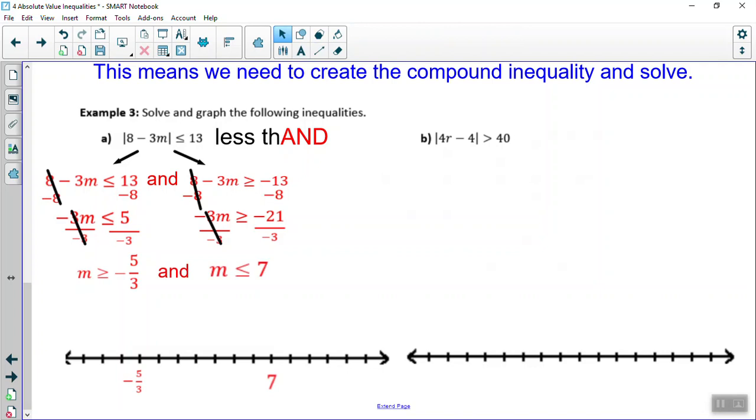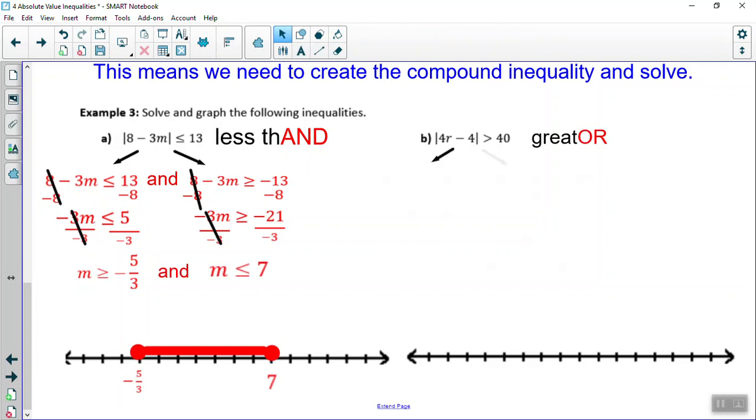All right, so this one is going to be a closed circle, and this one is also going to be a closed circle. And because it's an and, we fill in everything in between. Okay, it's my dumbbell. All right, let's take a look at this one. We have a greater than symbol, so greater, it's an or.